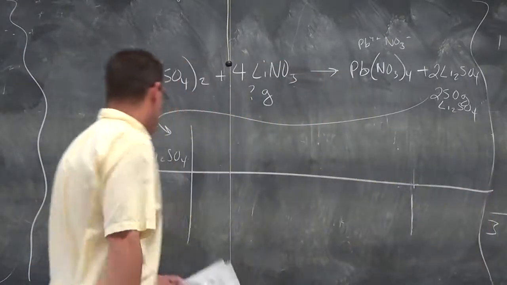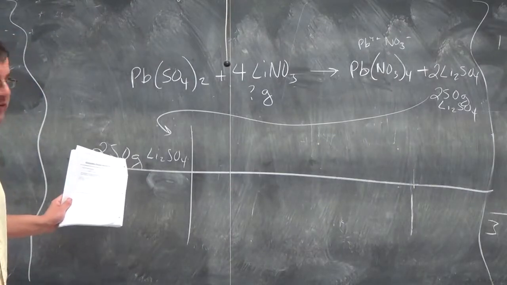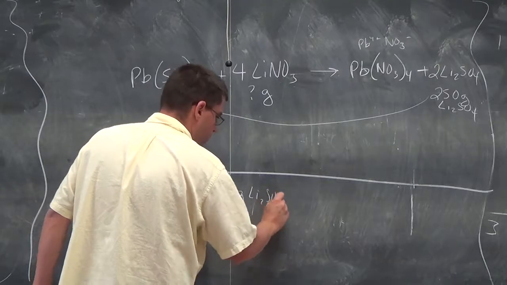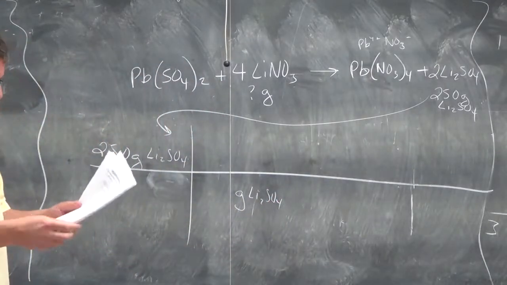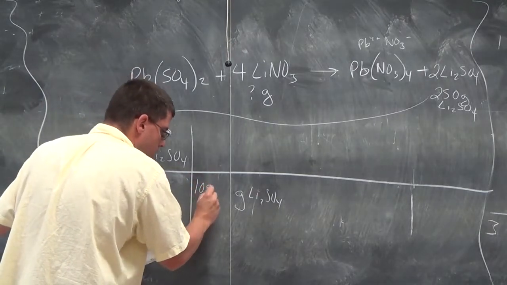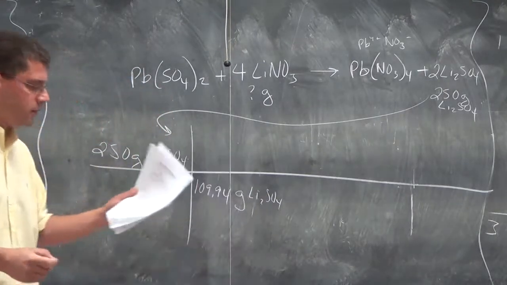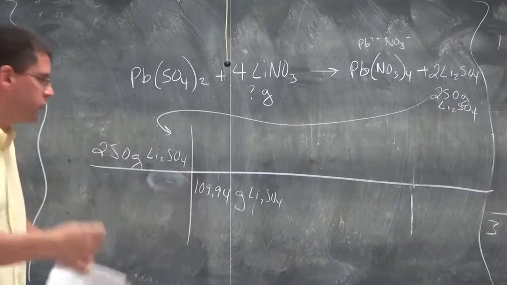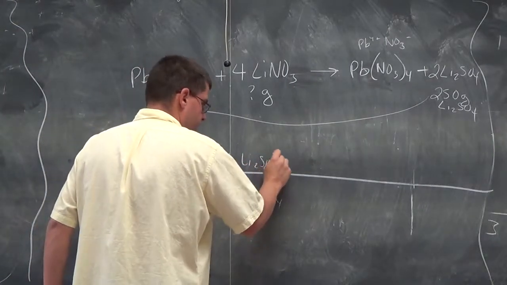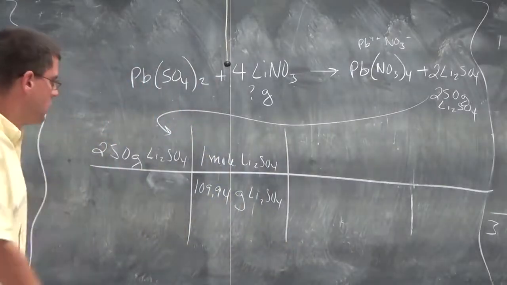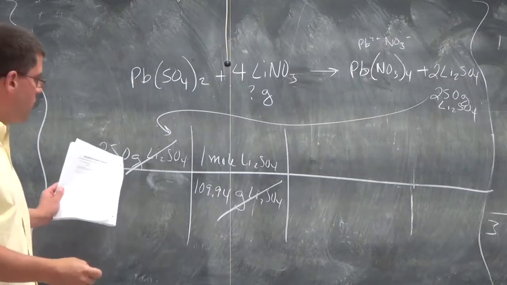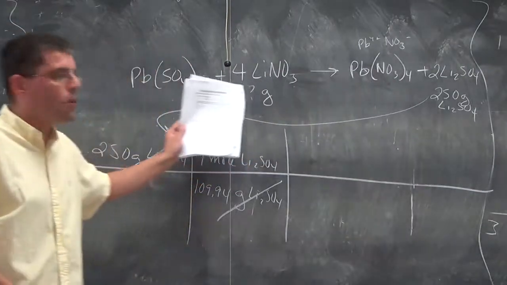Here we go. What value do I want down here to move on? Grams of Li2SO4. How many grams do we have? The molar mass should be 109.94 grams of lithium sulfate. That's equivalent to just 1 mole of Li2SO4. And now, cross it out, peace out, see you later. Now, we've been working from here, we need to go back.